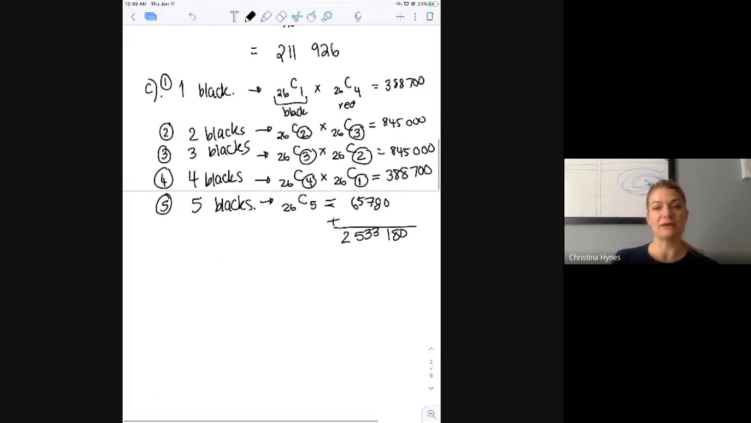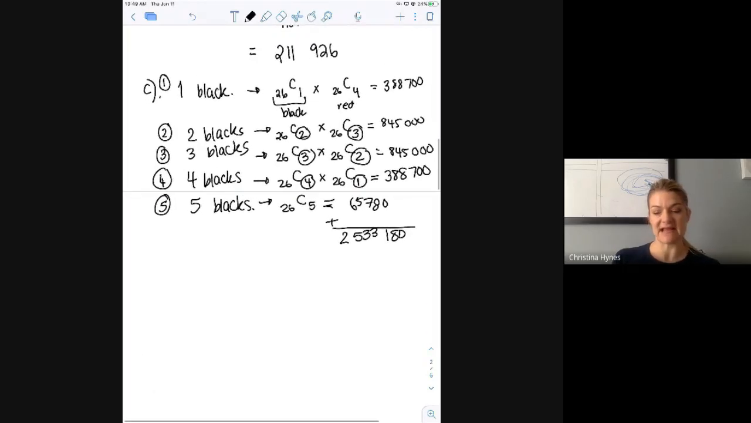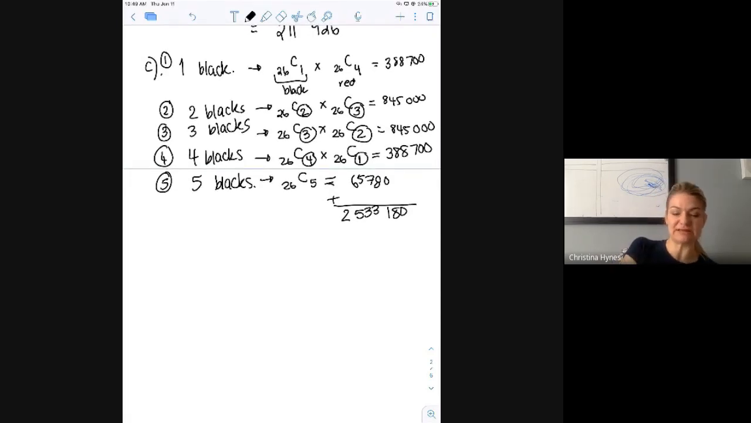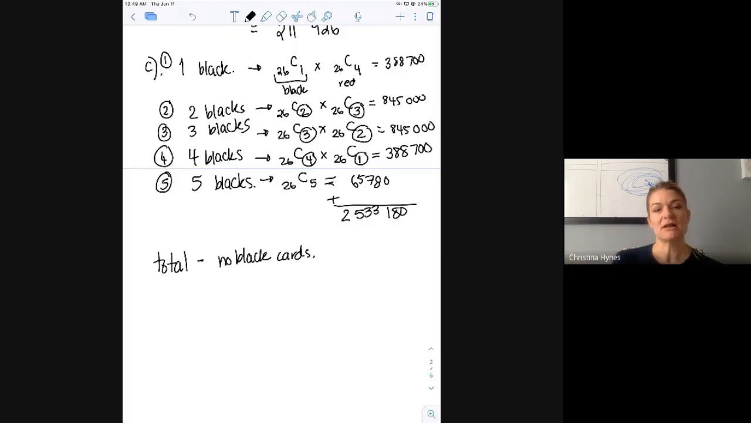There is a quicker way to do this question and still get the exact same answer. If you want to save yourself some time, what you could do is figure out the total and then subtract where there are no black cards. That will also give you the same answer. The reason being, if I have no black cards and I subtract it from all the potential totals of cards, then I'm going to get every group of cards that has black in them. If I take off the black cards, I get everything else that does have a black card, which is all these cases here.